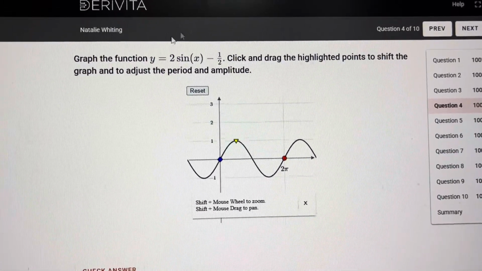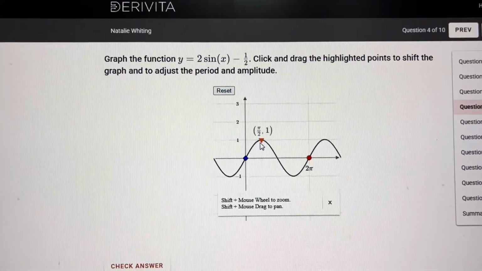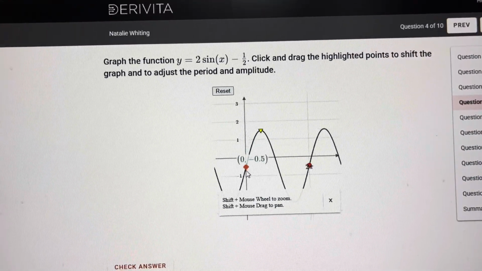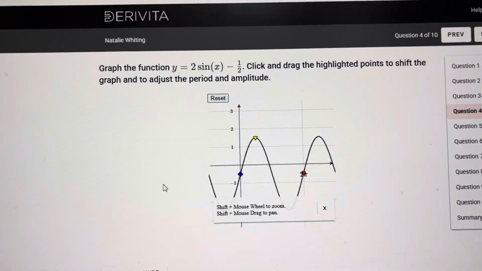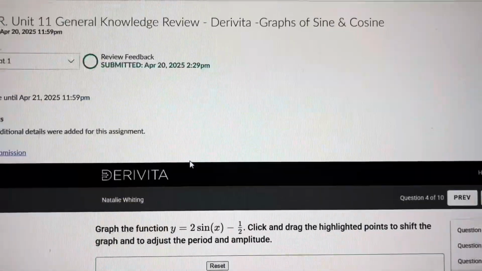Okay, so for this one, this is 2 sine. So we're gonna set it to amplitude 2 first, and then we're gonna move it down 1/2. And that's essentially all you have to do. And you got it.